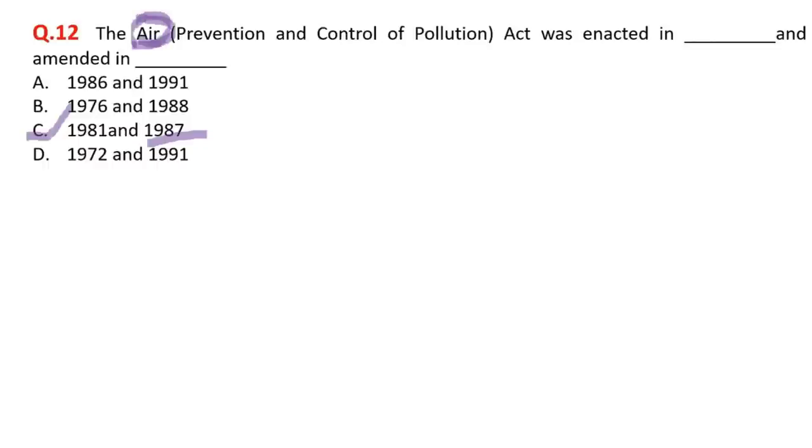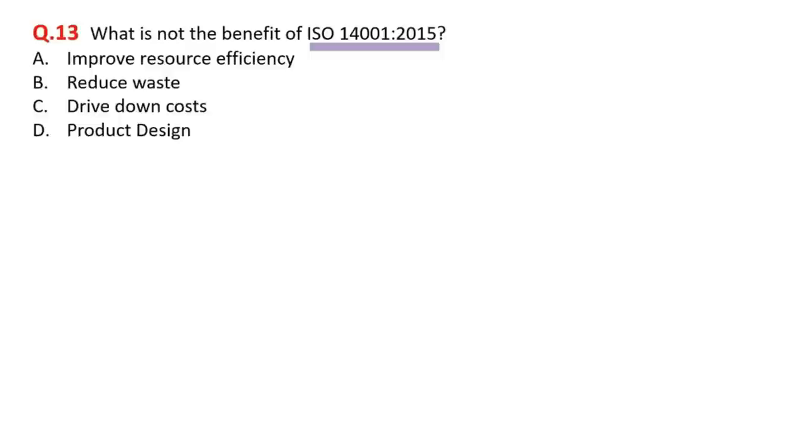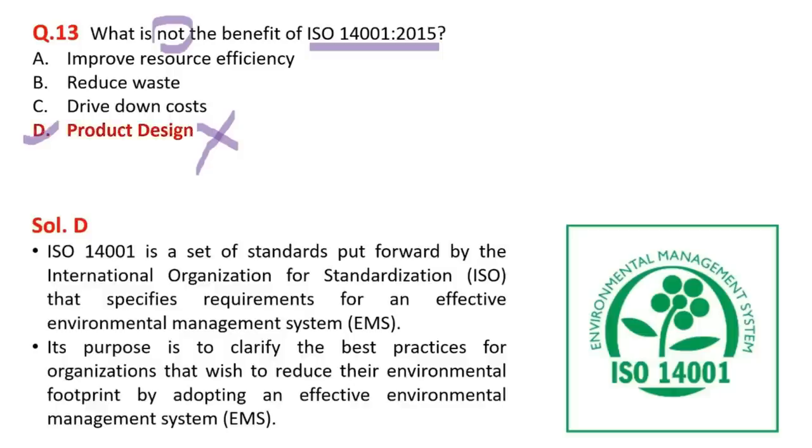So try remembering them. What is not the benefit of ISO 14001 2015? Again, all these are accreditations only. The question asks which one is not a benefit. You should read all these kinds of terms very properly in the exam. You have to understand first whether it is asking for not a benefit or a benefit. First option, improve resource efficiency. Option 2, reduce waste. Option 3, drive down costs. Option 4, product design. So this option is not a benefit of ISO 14001.